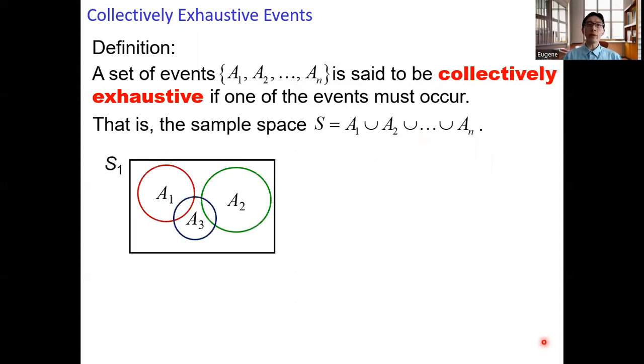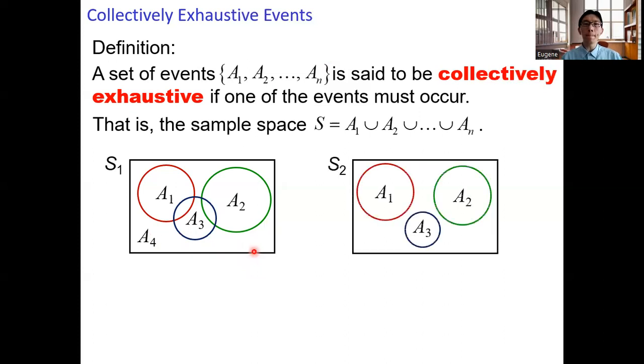Okay, so let's take a look at this Venn diagram with sample space S1. We have three circles in the diagram, A1, A2, and A3 respectively. A1, A2, and A3 are not collectively exhaustive because we can have a sample point outside all these three circles. If we define one more event, say A4, then we can say that A1, A2, A3, A4 are collectively exhaustive. At least one of these events must occur from an experiment.